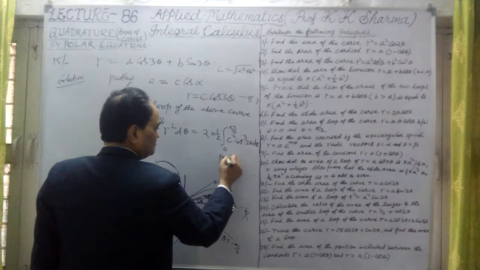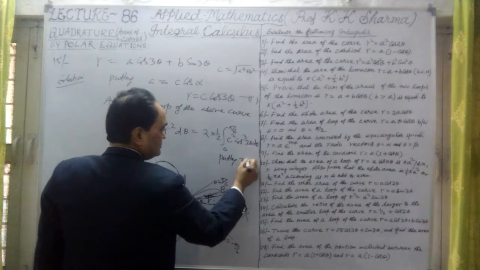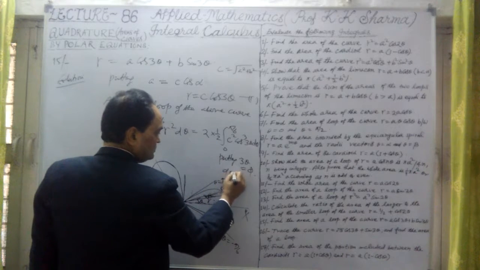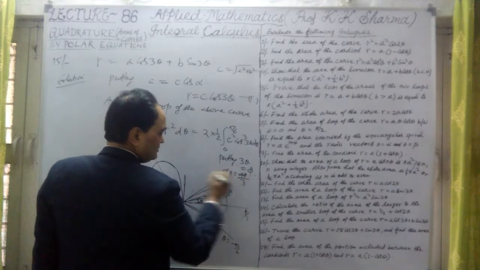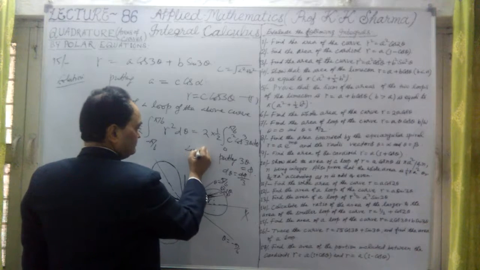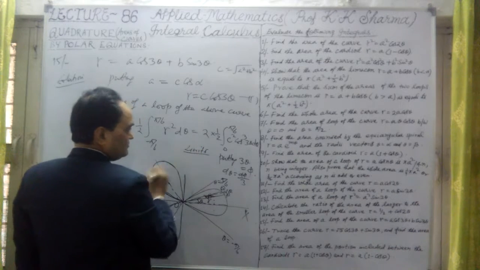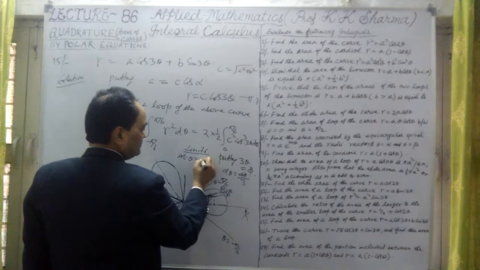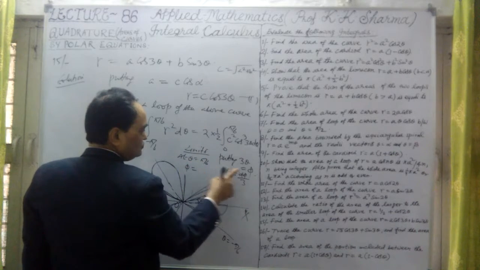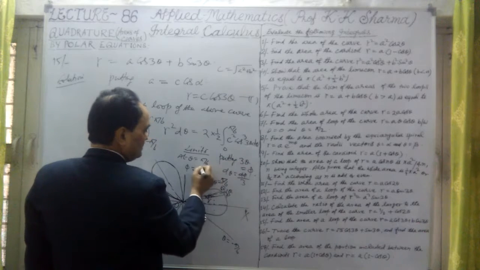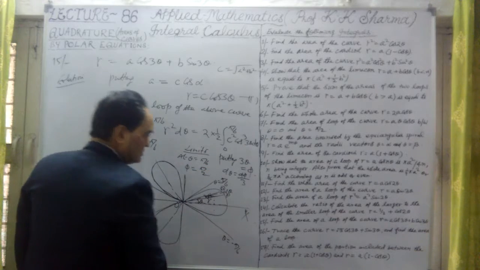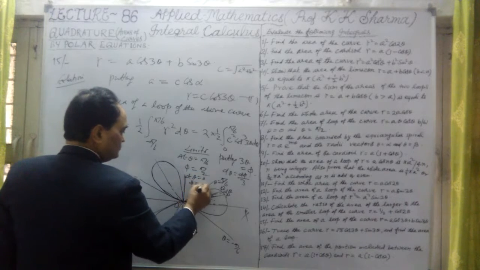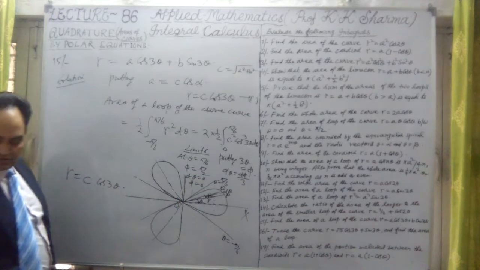Putting 3 theta equal to phi, d theta is equal to d phi upon 3. And what are the limits here? At theta equal to pi by 6, phi is equal to 3 pi by 6, that means pi by 2. And at theta equal to 0, phi is also 0. So these are the new limits.